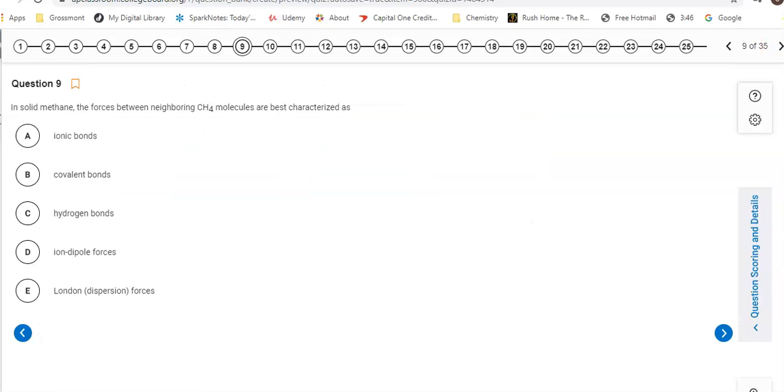All right, in solid methane, the forces between neighboring CH4 molecules are best characterized as E, London dispersion forces. That's all it has. They don't have ion-dipole. There are all the types of bonds that you have: ion-dipole, hydrogen bonds, and covalent or ionic bonds, which are chemical bonds. They form actual compounds. That's the difference between H2 plus O2 equals H2O. It gives you a totally new substance. Ionic and covalent bonds are chemical bonds. Hydrogen bonds, ion-dipole, and London forces are intermolecular forces.